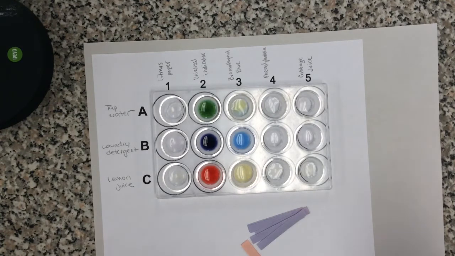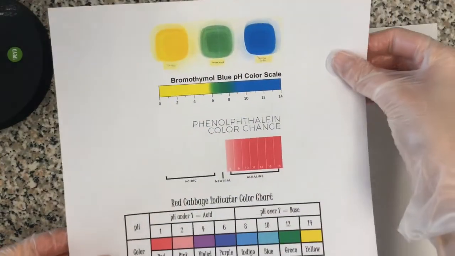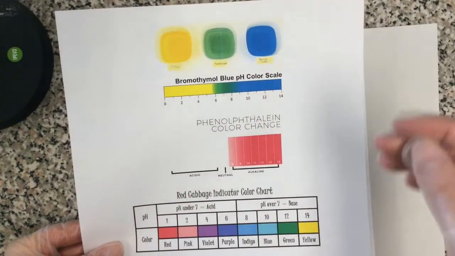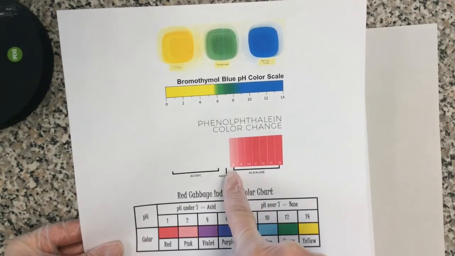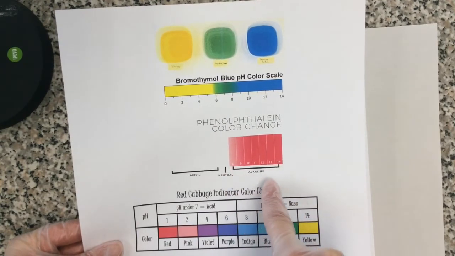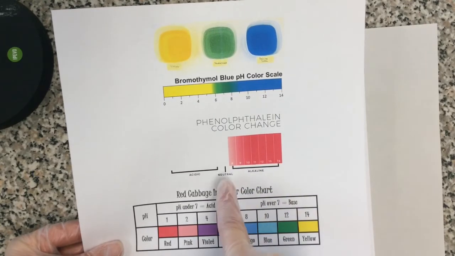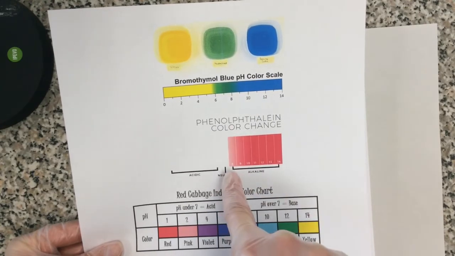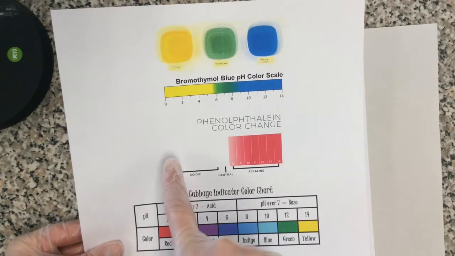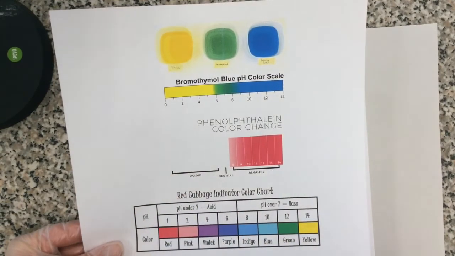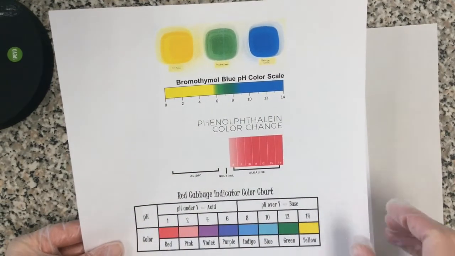Now we're going to move on to phenolphthalein. So phenolphthalein, when I look at my indicator chart, tells me some things. If it's alkaline, which is another word for basic, it's going to be this bright magenta pink color. If it's neutral, it's going to be white or clear. And if it's acidic, it's also going to be white or clear. Okay?